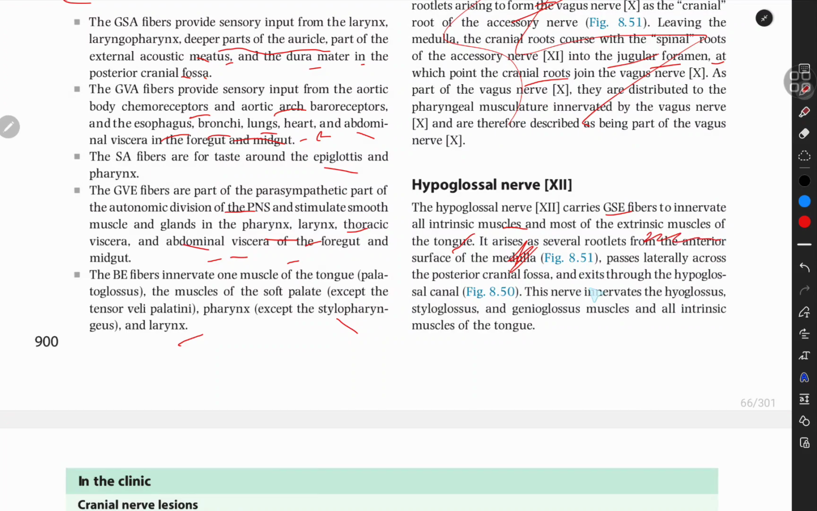It passes laterally across the posterior cranial fossa and exits the hypoglossal canal. This nerve innervates the hyoglossus, styloglossus, genioglossus muscles and all intrinsic muscles of the tongue.